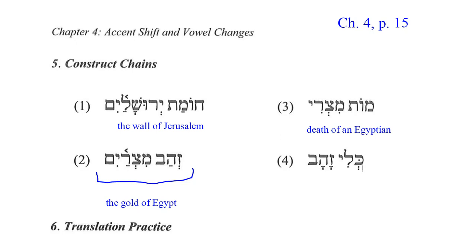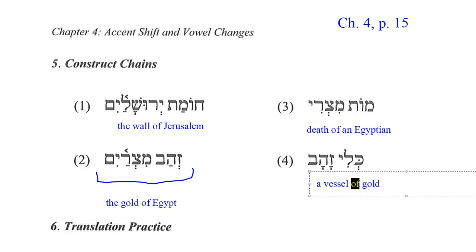We have Kali Zahav. Kali means vessel. It doesn't change. It's the same whether it's absolute or construct. And Zahav, as we saw before, is gold. So here we would just have vessel of gold, possibly a vessel of gold. Either way, it's indefinite.